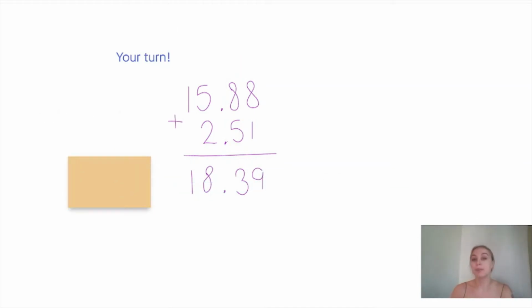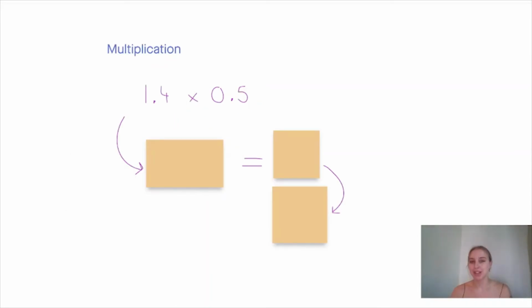Now we'll move on to multiplication. For multiplication, there's a couple of steps that you'll want to follow. Firstly, we have 1.4 times 0.5. Multiplying decimals can be a little bit confusing, especially when trying to figure out where to start. So here's the first thing that you want to do. You want to turn them into normal numbers, non-decimal numbers. So to do that, in each one you will move the decimal point one space to the right.